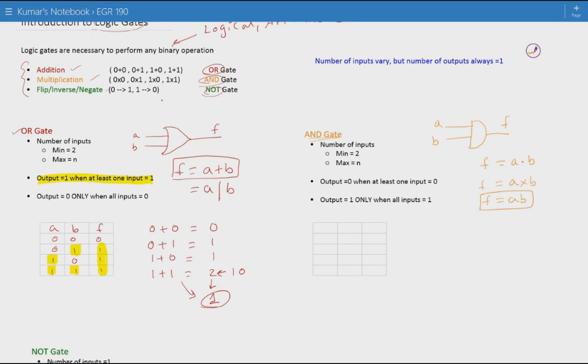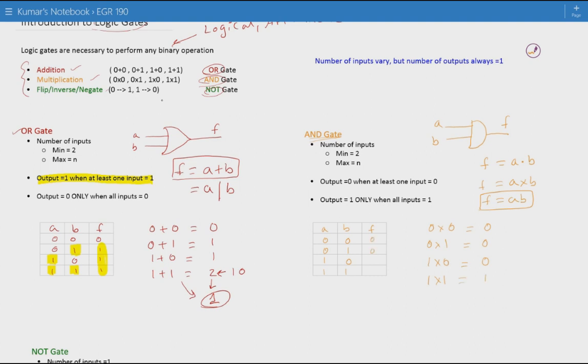So let's look into here. As we said before, inputs A, B, output F. Input combinations 0 0, 0 1, 1 0, 1 1. Now let's try to perform this multiplication and see what happens. 0 times 0, 0 times 1, 1 times 0, 1 times 1. 0 times 0 gives you 0, 0 times 1 gives you 0, 1 times 0 gives you 0, 1 times 1 gives you a 1.